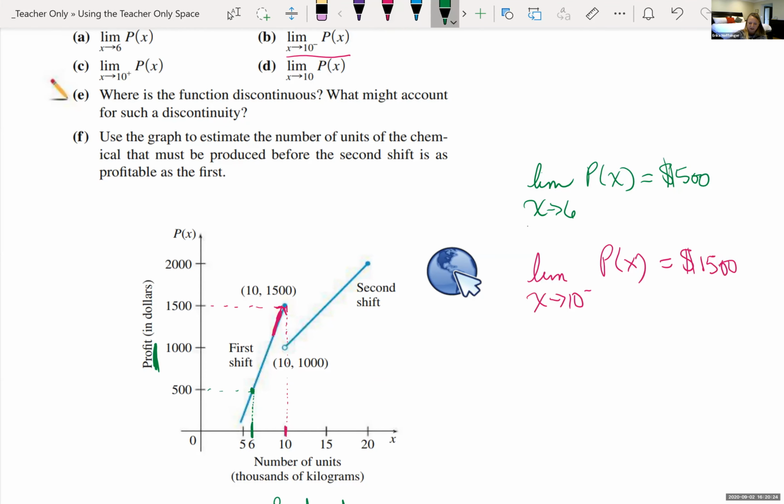Part C says let's look at the limit as we're coming in on the right of 10. So if we're coming in on the right of 10, that means we're using this graph on the right. And as we're getting closer and closer to 10 from the right-hand side of the graph, the y value, even though it doesn't include 10, gets closer and closer to 1,000.